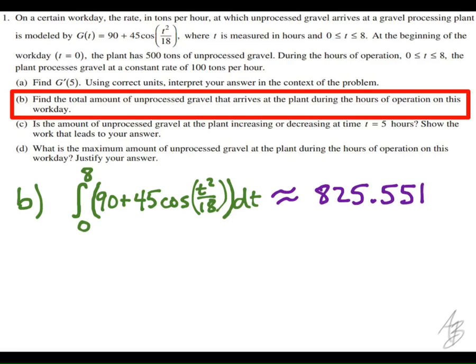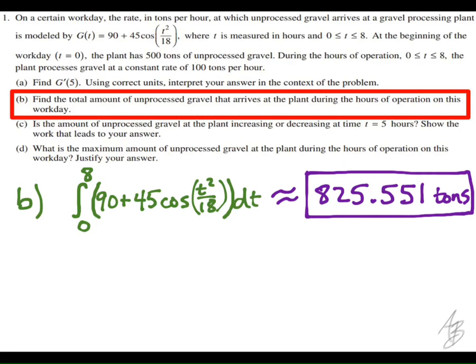So this is 825.551 what? Tons. So during the course of the workday, 825.551 tons of gravel arrived at the plant.